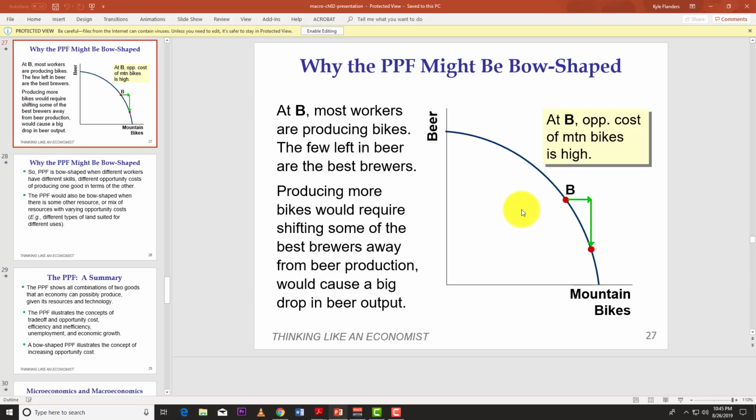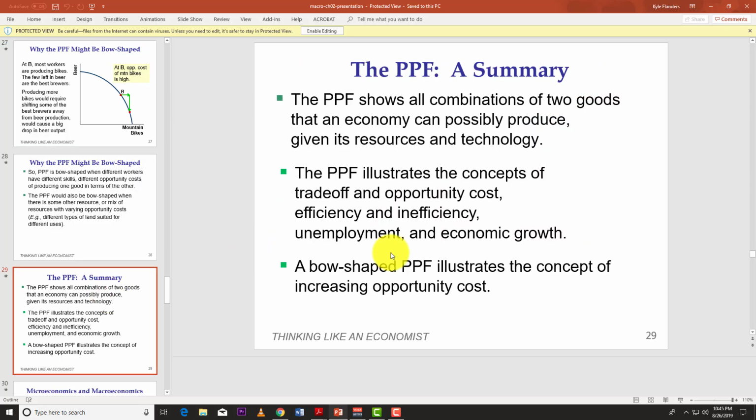Great, opportunity costs. So let's summarize the production possibility frontier. The PPF shows all combinations of two goods that an economy can possibly produce given its resources and technology. The PPF illustrates the concepts of trade-off and opportunity costs, efficiency and inefficiency, unemployment and economic growth. A bow-shaped PPF illustrates the concept of increasing opportunity costs. So that's the production possibility curve in a nutshell.